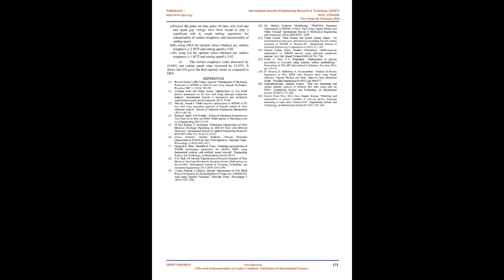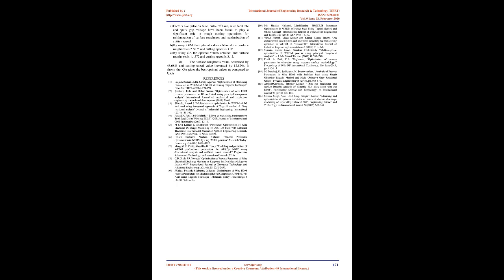6. Conclusions. Wire electric discharge machining was conducted on AISI D3 material with 4 varying parameters such as pulse on time, pulse off time, wire feed rate and servo control. The important conclusions are the following ones. A. Factors like pulse on time, pulse off time, wire feed rate and spark gap voltage have been found to play a significant role in rough cutting operations for minimization of surface roughness and maximization of cutting speed.